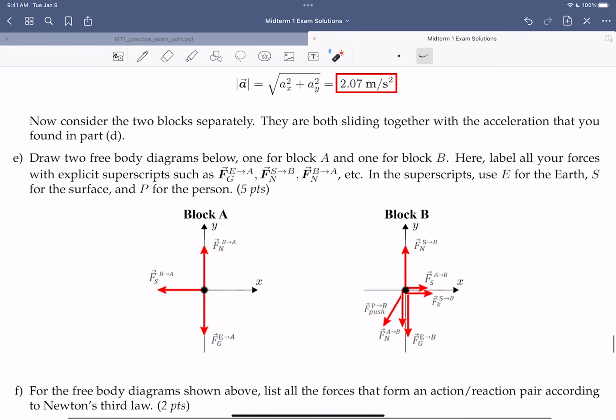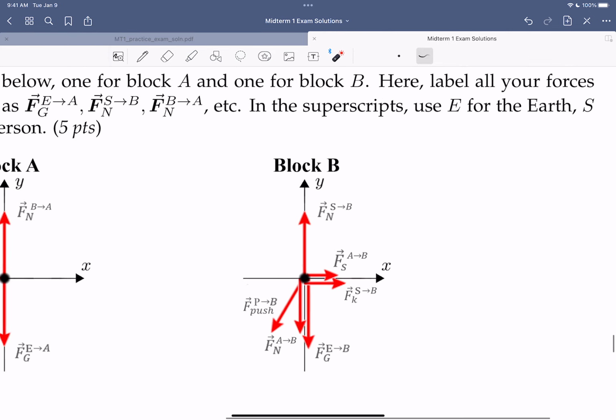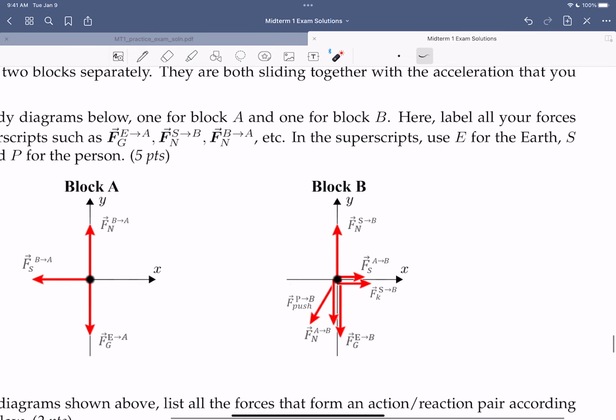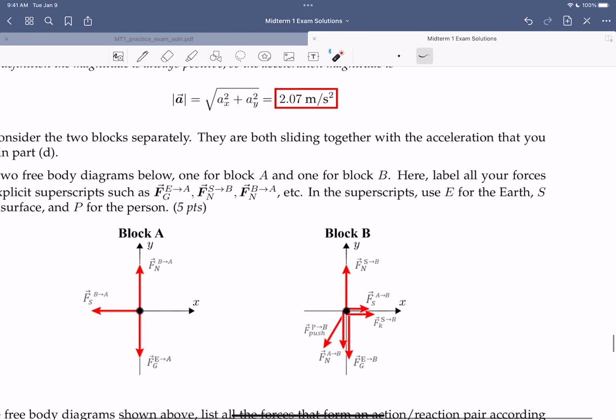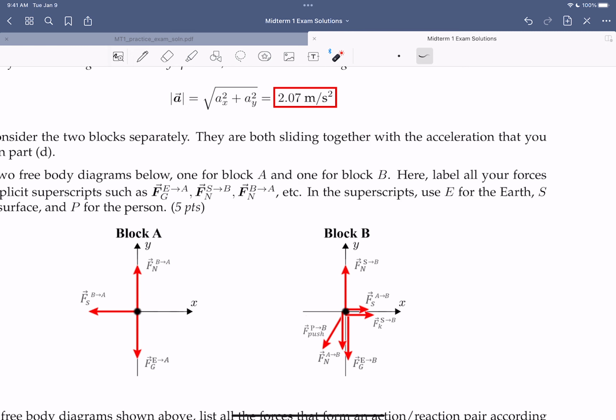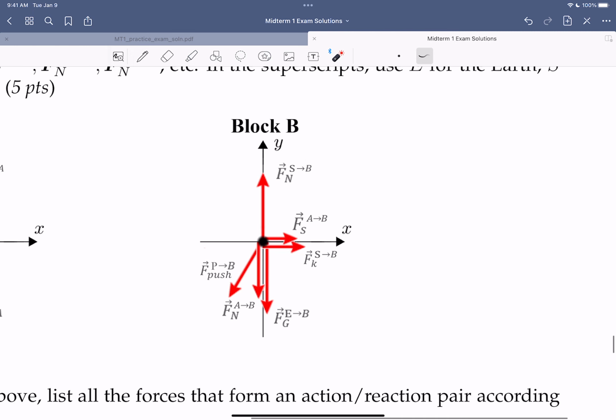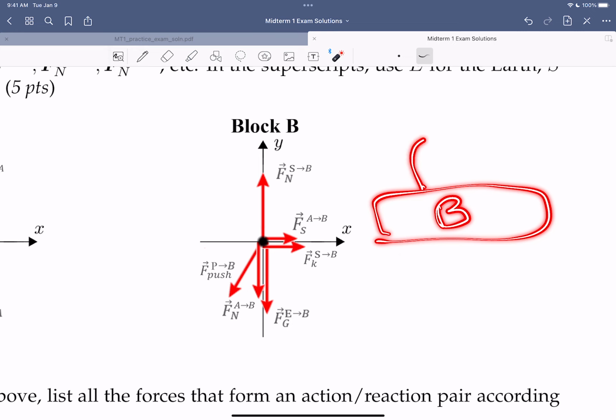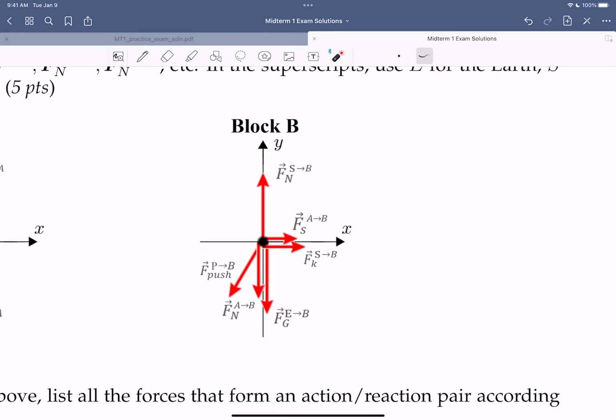Now, block B is a little weird because block B feels a lot of different forces on it. Remember, block B was on the bottom, A was on the top. So block B, first of all, feels the force of gravity just from the Earth on itself. Force of gravity, Earth on B. You just put what forces each block feels on its own. So block B actually feels a lot because not only is it in contact with the surface, but it's also in contact with block A directly.